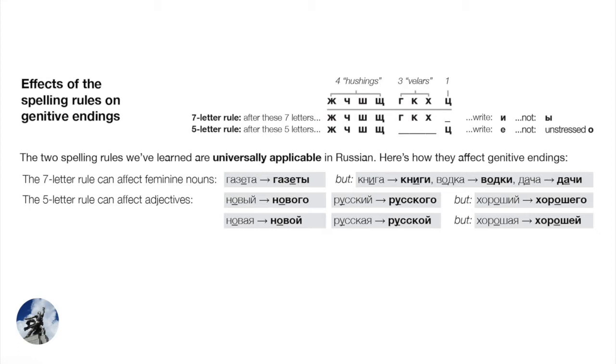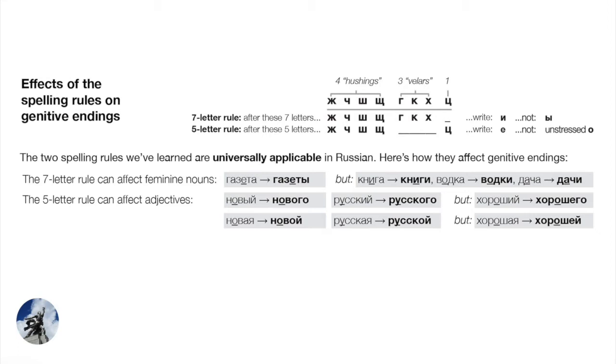Novaya is just an ordinary adjective. It becomes novy, right? We're adding oy for the genitive. Ruskaya becomes ruski. Now, note there's nothing wrong with that, right? Because the ka is one of those three velars, so those aren't involved in the five-letter rule. See how confusing this can get?